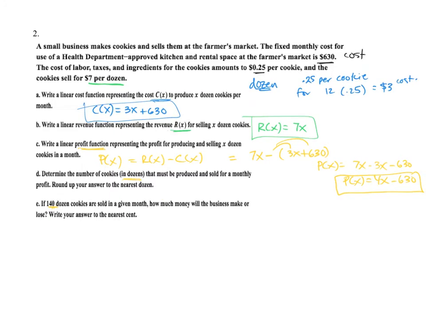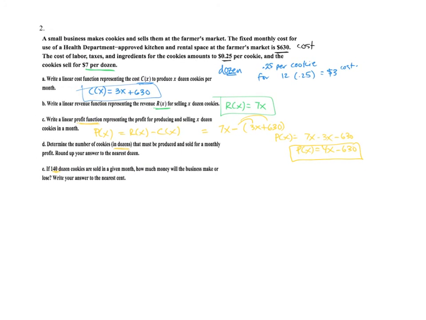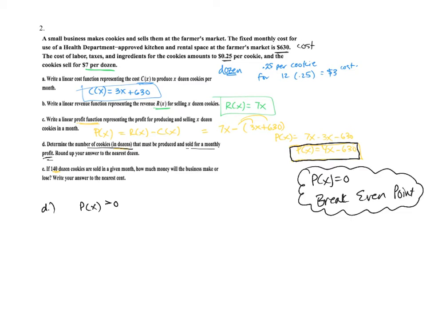Now let's do a little work on analyzing for part D. Determine the number of cookies that must be produced and sold to make some money. The big idea here is that to make money, we want this profit to be bigger than 0. So we would take our profit and make that bigger than 0. The break-even point is when the profit is equal to 0. But I want to be making money, so I want my profit to be bigger than 0.